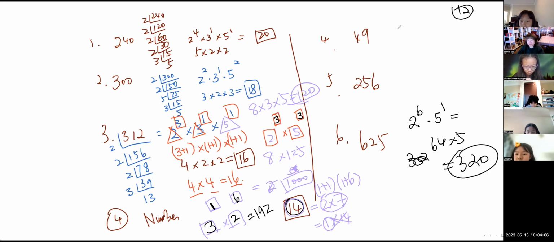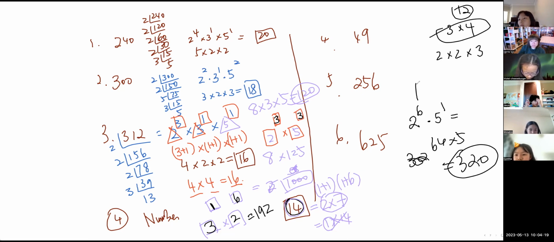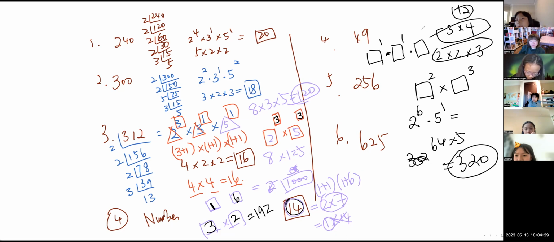Okay, I have received a lot of different answers. Very good. You're getting better. So 12 could be what? 3 times 4? Or could be what? 2 times 2 times 3. Correct? So I'm first using 3 times 4 as a sample. So it's like something power 2 times something power 3. And if I'm using this one, it could be something power 1 times something power 1 times something power 2.